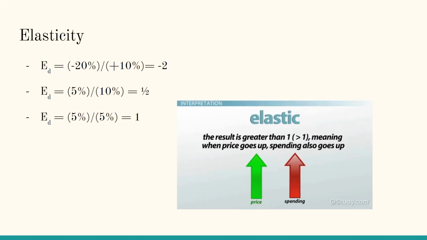So if E subscript D is greater than 1, the demand is said to be price elastic for good X. The responsiveness of the consumer exceeded, in percentage terms, the initial change in price.